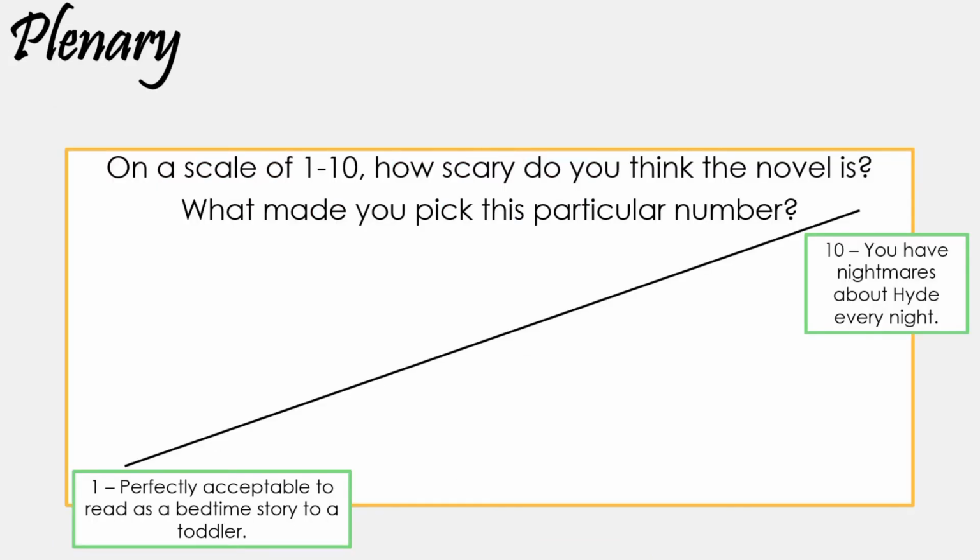Final task. On a scale of 1 to 10, how scary would you say that Jekyll and Hyde actually is to a modern day audience? Think of 1 being something that is perfectly fine to read to a toddler just before they go to sleep. And think of 10 as being so terrifying that you can't sleep anymore because you're scared that Hyde will haunt your dreams. And then just a little sentence. Explain what made you pick this particular number.